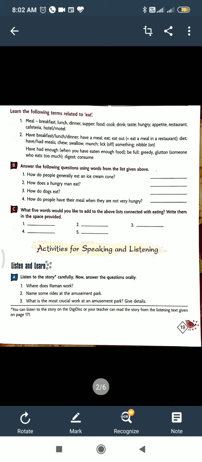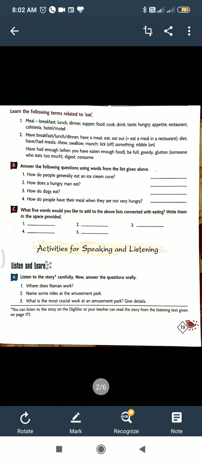How does a hungry man eat? How do dogs eat? That you have to write. How do people have their meal when they are not very hungry? Four things are there. With the help of point number 1 and point number 2, you have to do it here. With a pencil, you can do.